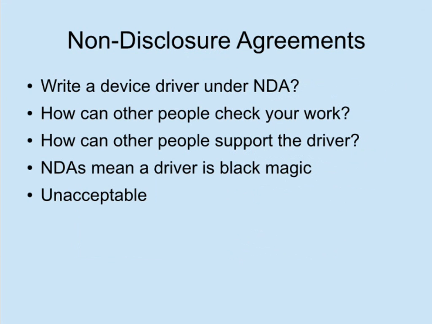And a similar thing on non-disclosure agreements. Many vendors will only provide documentation on their hardware under a non-disclosure agreement. Many years ago, Sun Microsystems did this with, I believe it was the Sparc 3 chip. OpenBSD would not support that hardware because even if an OpenBSD developer signed the NDA and wrote the driver, how could anybody check their work? How could other people support the driver? Non-disclosure agreements mean that a driver is essentially black magic. Nobody who has not signed the NDA knows how it's supposed to work. This means it's unsupportable in the long run, and so that's unacceptable.